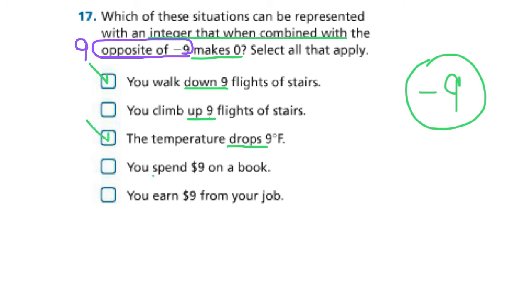You spend $9 on a book. I get a book, but I'm spending money, so that is also negative. You earn $9 from your job. That's positive because you're gaining money. By selecting all that apply, we got our answer right, but remember, we had to go through every answer choice to get that right.